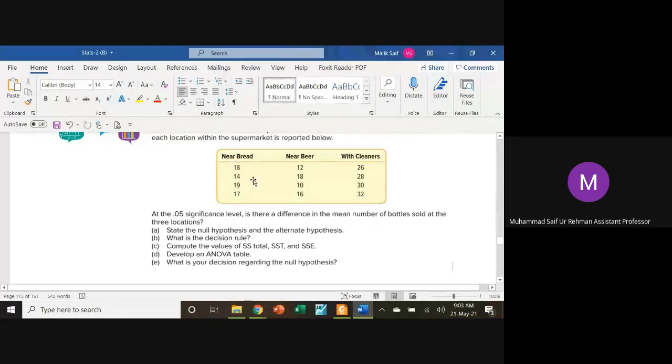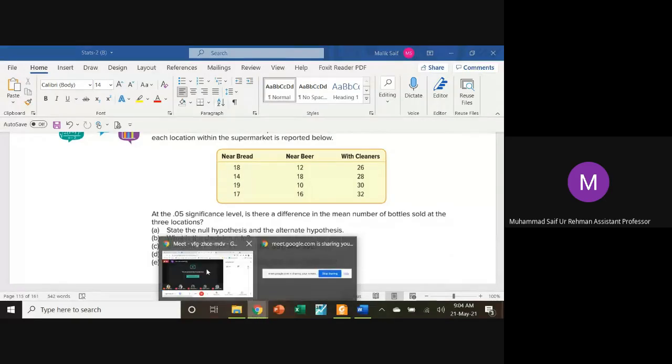Also, definitely you can find out the mean number of bottles that were sold when they were near bread, when they were near beer, when they were near cleaners. So there are three populations basically, and you are interested in knowing that on average, is there any difference between the sales of the bottles when you place the bottles at different locations? So this is the question.